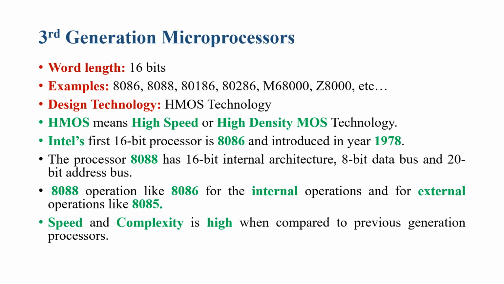And the last one is that the speed and complexity is high when compared to previous generations, that is 8-bit processors or 4-bit processors. That means second generation and first generation processors. You compare those generation processors with this third generation. The third generation processors have high speed, as well as complexity also high.